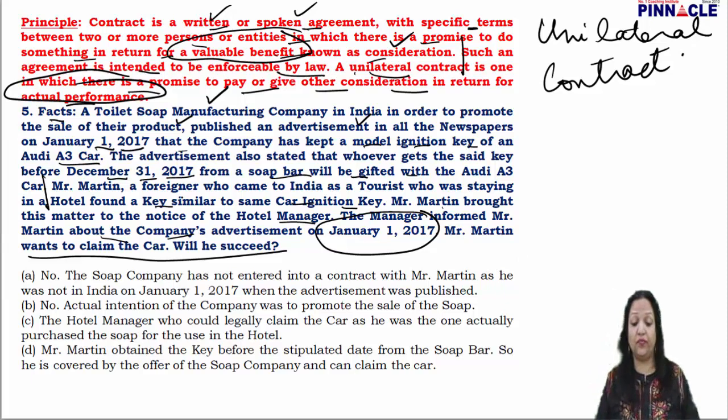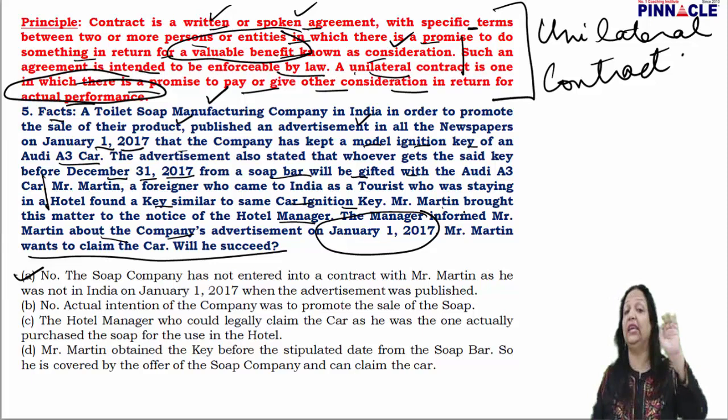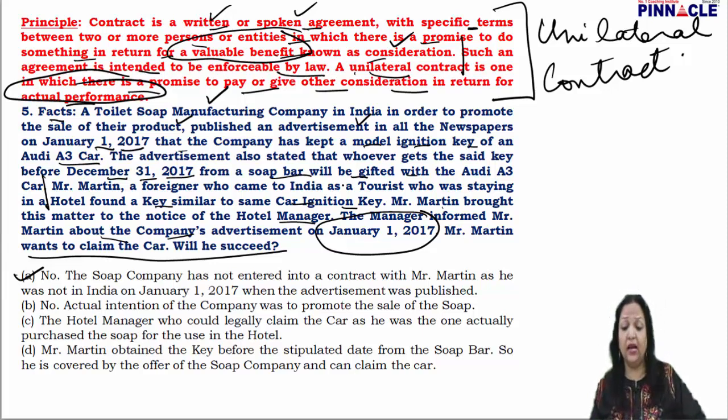Now let's take a look. First one says no, he will not succeed. The soap company has not entered into a contract with Mr. Martin as he was not in India on 1st January 2017. Nowhere has it been said that the person should be in India, whether he should be a foreigner or an Indian. The facts very clearly say that a unilateral contract is one in which there is a promise to give a consideration. Nothing has been mentioned about that. So the first one is incorrect.